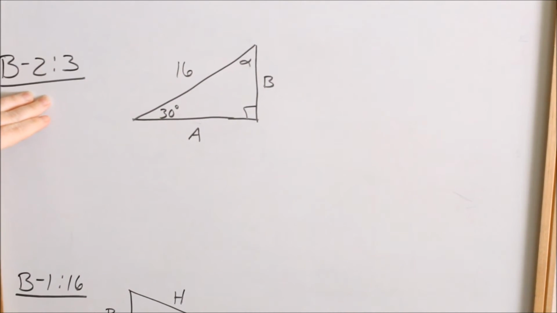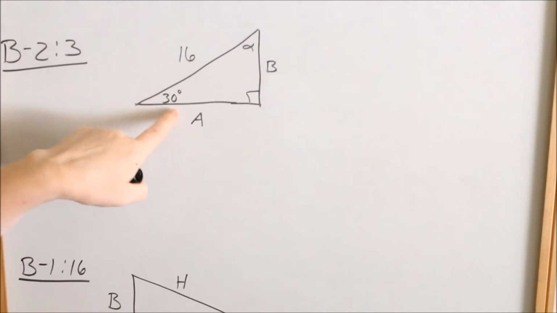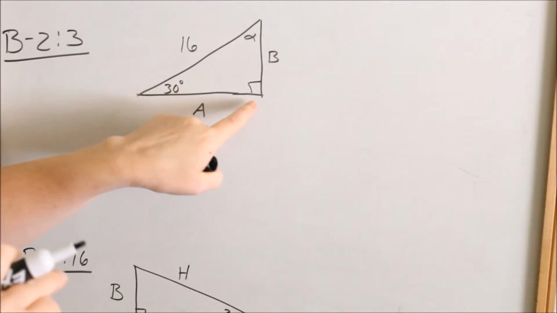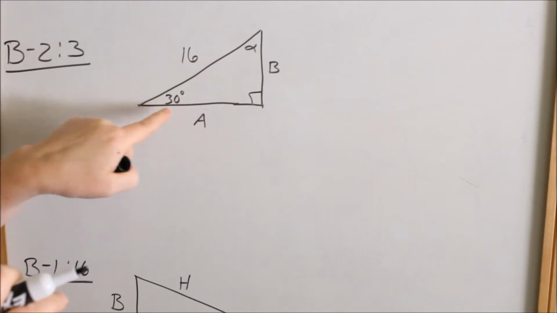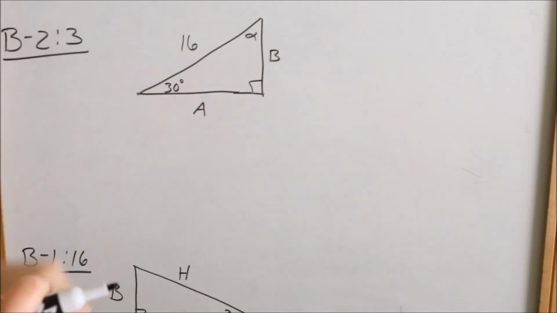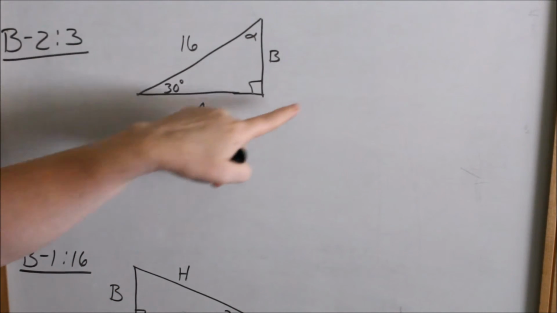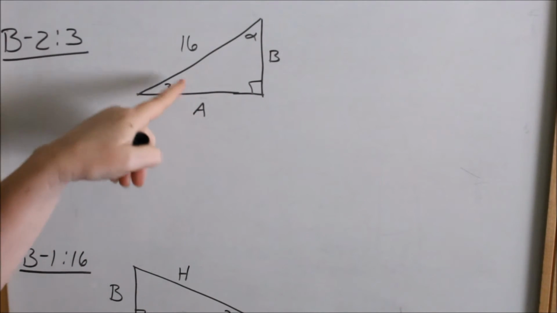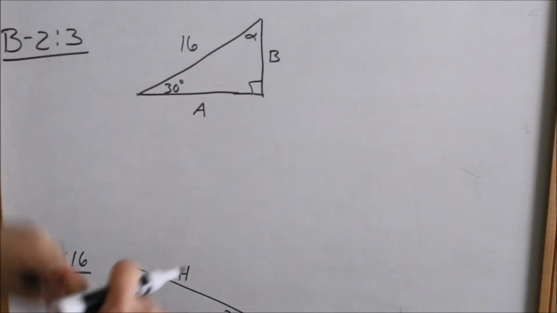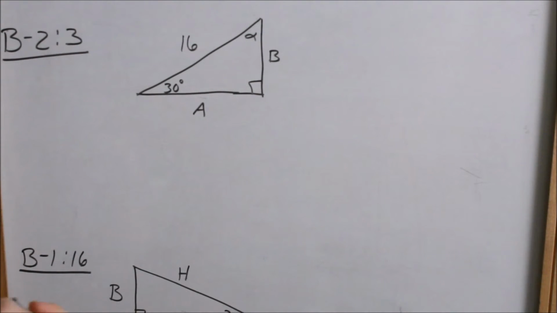Okay, looking at page B2, problem number 3. Again, 30, 60, 90 triangle. How do I know? There's my right angle, which is 90. If this one is 30, this has to be 60. So therefore I know it's a 30, 60, 90, even though all of the angles aren't labeled. So on this one, you are given the hypotenuse. You can't use Pythagorean theorem on these because you're not given enough information. On Pythagorean theorem, you have to have at least 2 sides to find the third one. So on these, you have to use special triangle shortcut tips.